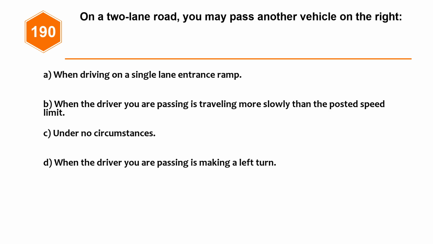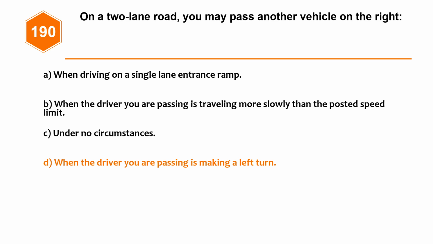Question 190. On a 2-lane road, you may pass another vehicle on the right. Option A. When driving on a single-lane entrance ramp. Option B. When the driver you are passing is traveling more slowly than the posted speed limit. Option C. Under no circumstances. Option D. When the driver you are passing is making a left turn.